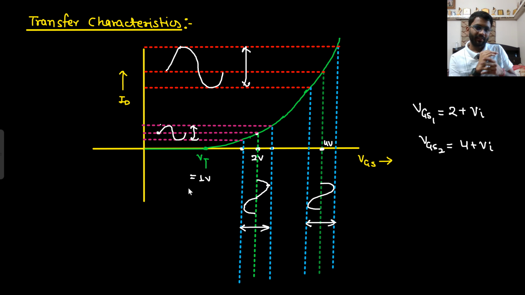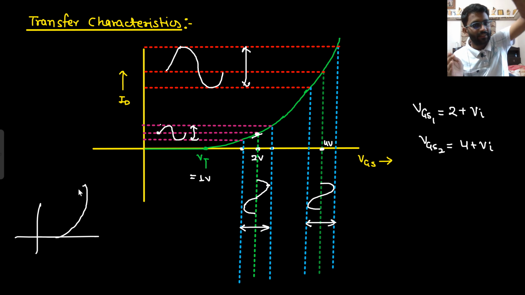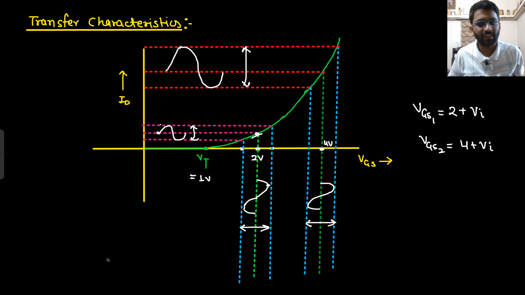So what did you see here? When the slope is higher, at this point this was the slope. The graph is going something like this, like this. The slope is continuously increasing. So the point where the slope is higher, you are getting more current in the output, and if there is more current, that means there will be more gain.